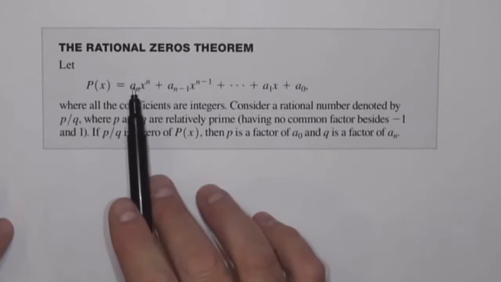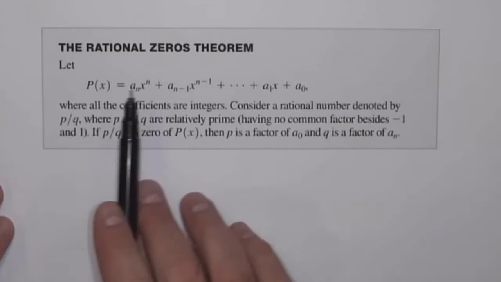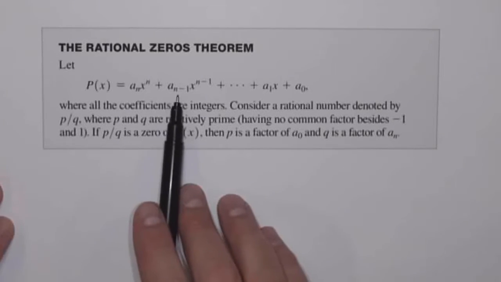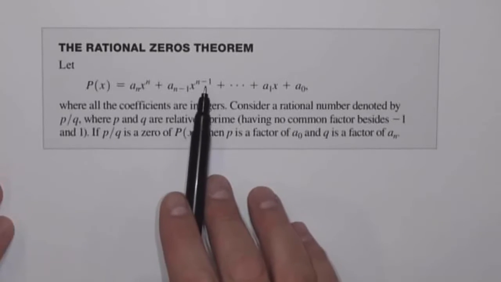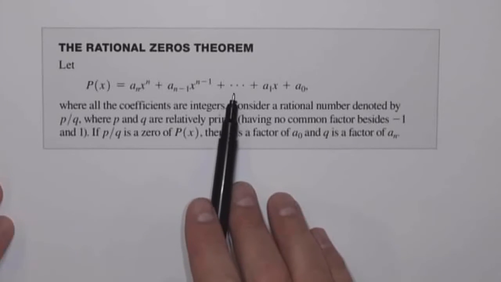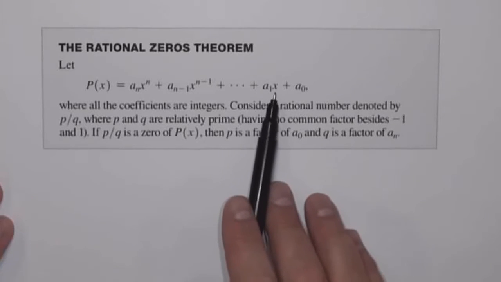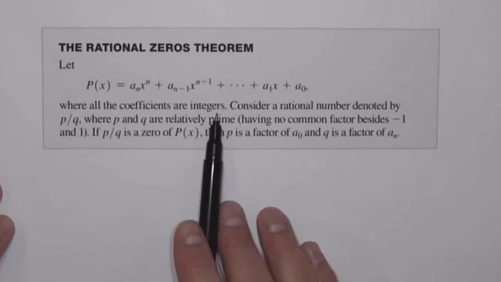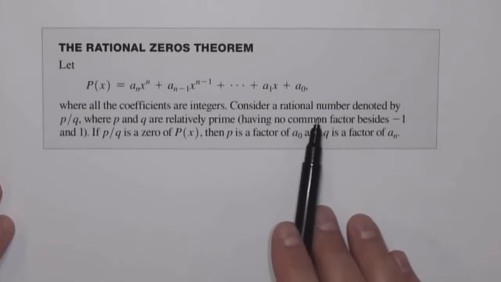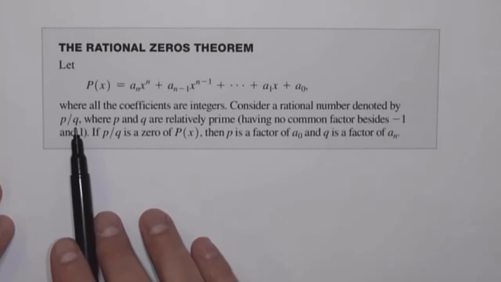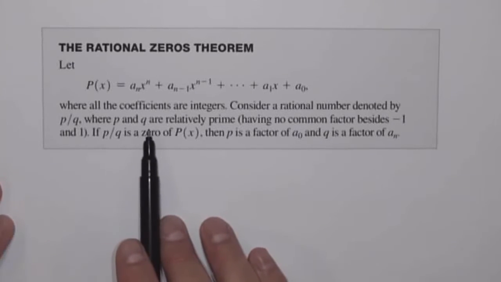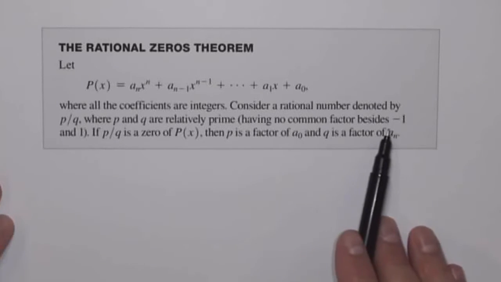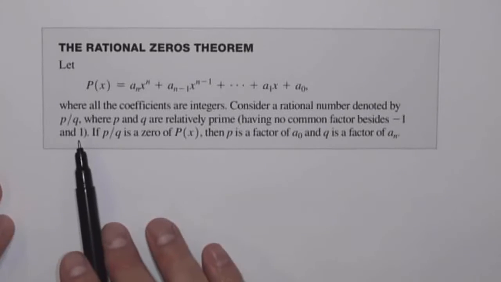So in this video, we want to look at the rational zeros theorem. Let p of x equal a sub n times x to the nth power plus a sub n minus 1 times x to the n minus 1 power plus and so on plus a sub 1 times x plus a sub 0, where all the coefficients are integers. Consider a rational number denoted by p over q, where p and q are relatively prime, which means they have no common factors besides -1 and 1.